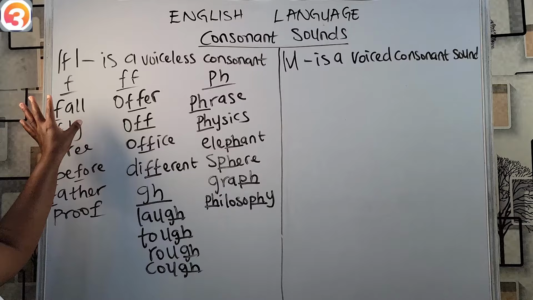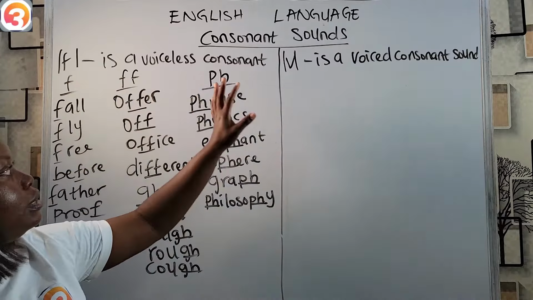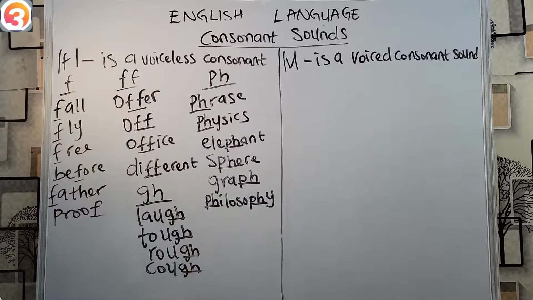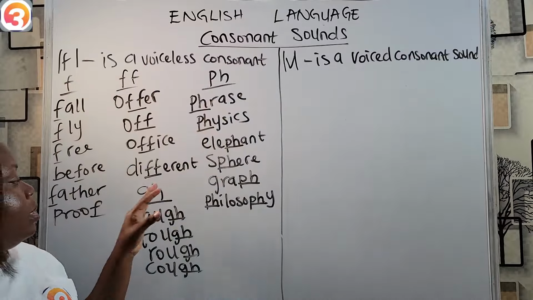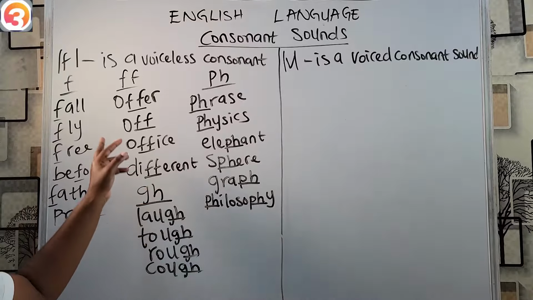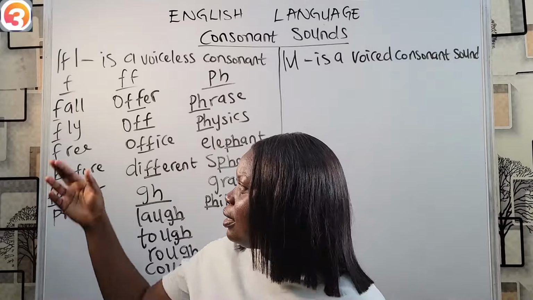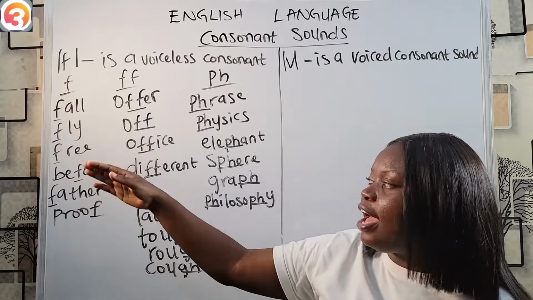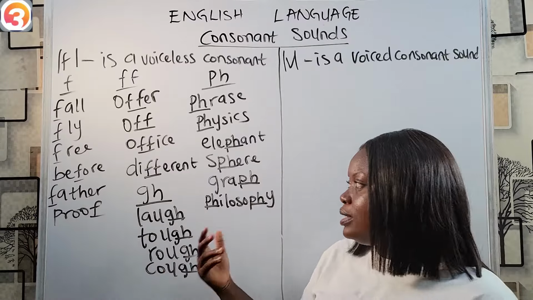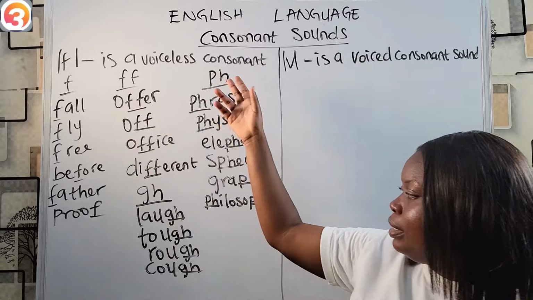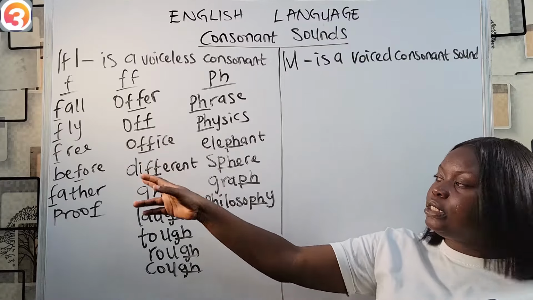So we have these words containing letters that carry this consonant sound: words with F, words with FF, PH, and GH, all containing the /f/ sound. Words containing the letter F: fall, fly, free, before, father, proof, finger. Then FF, PH, and GH. That's it for the sound.